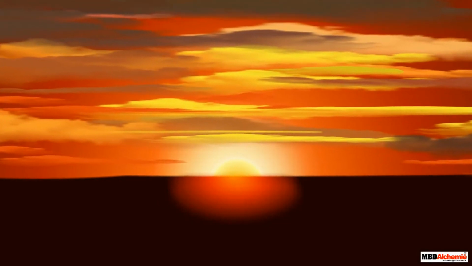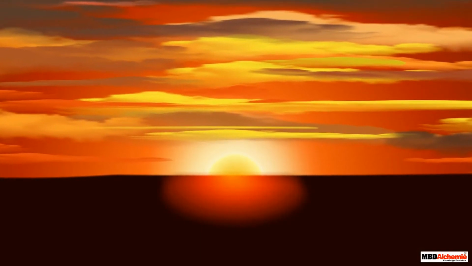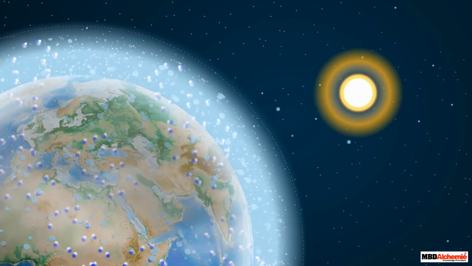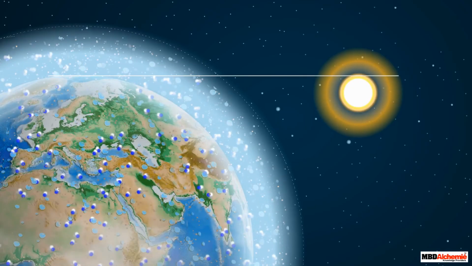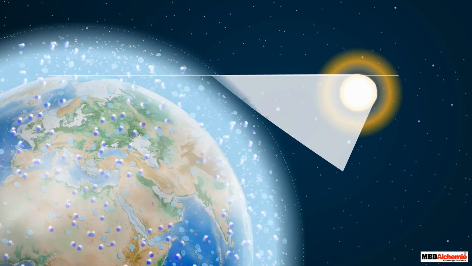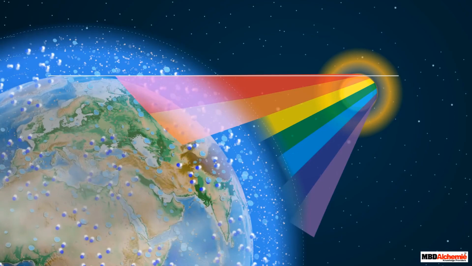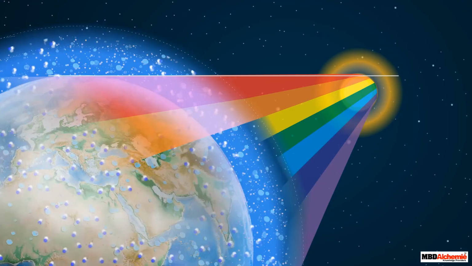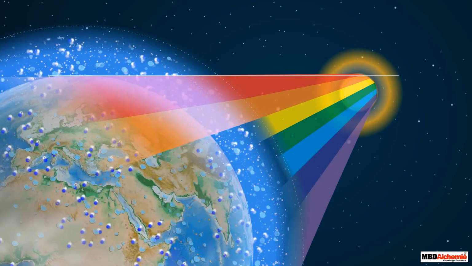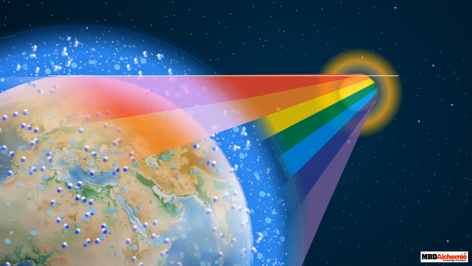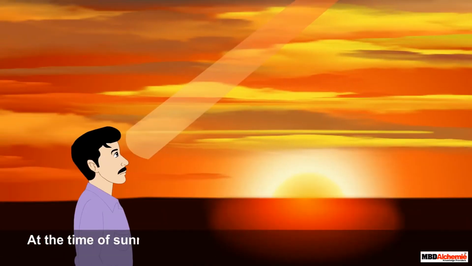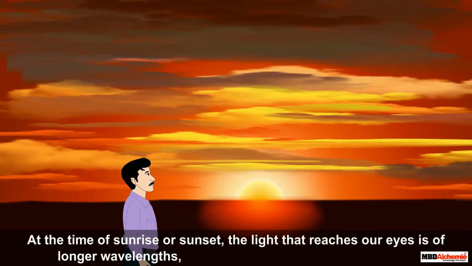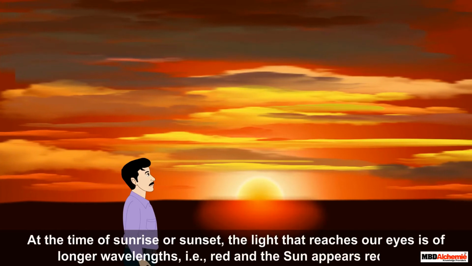Let us now try to understand how scattering of light makes the sun appear red at sunrise or sunset. At the time of sunrise or sunset, the sun is near the horizon. The light from the sun near the horizon passes through a large distance in the Earth's atmosphere before reaching our eyes. While traveling through this large distance, the blue light scatters away in all directions before reaching our eyes. Thus, at the time of sunrise or sunset, the light that reaches our eyes is of longer wavelengths, that is, red, and the sun appears reddish.